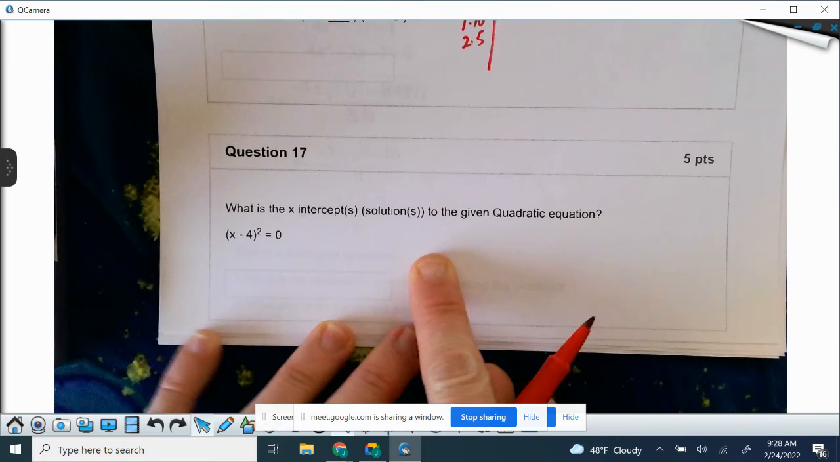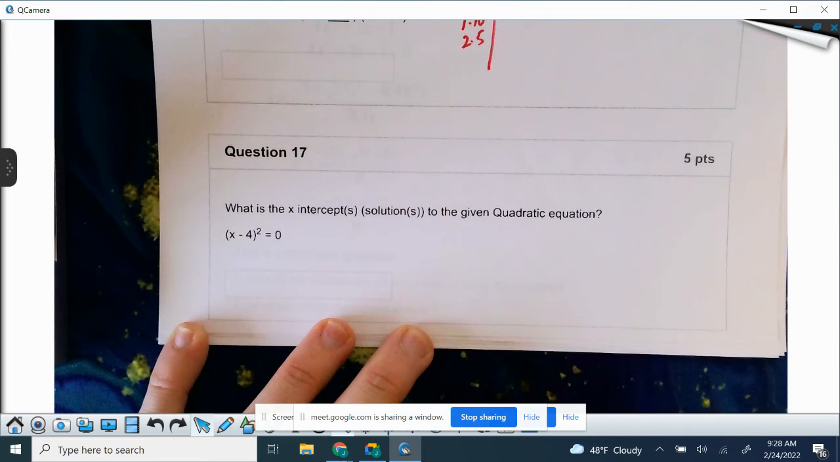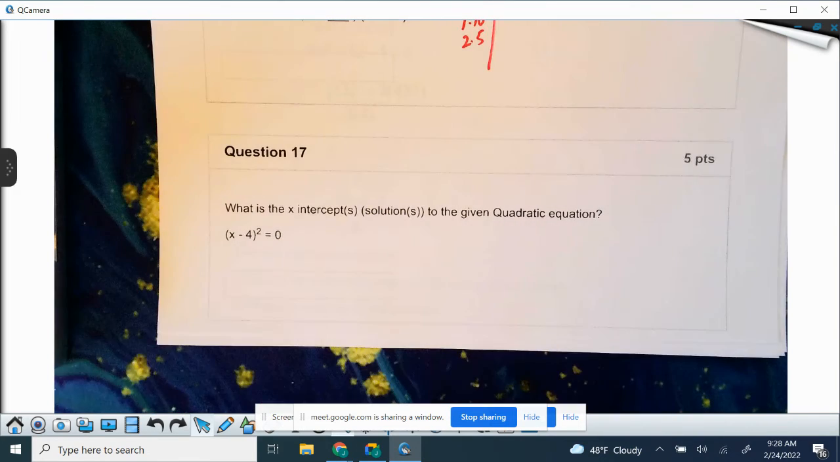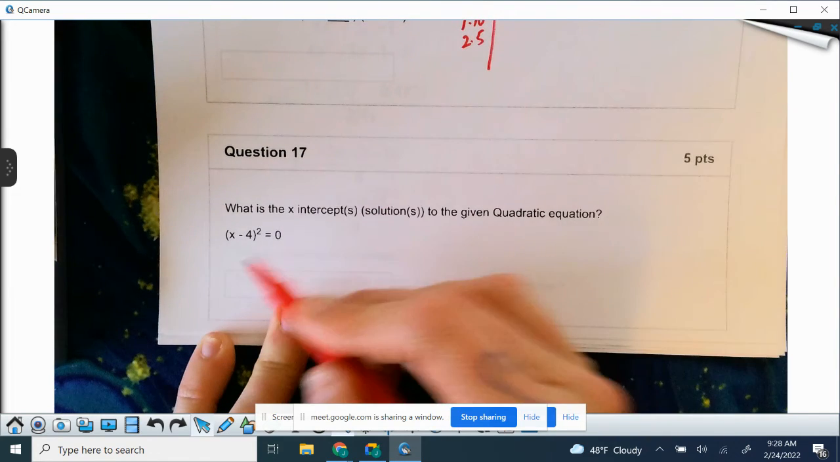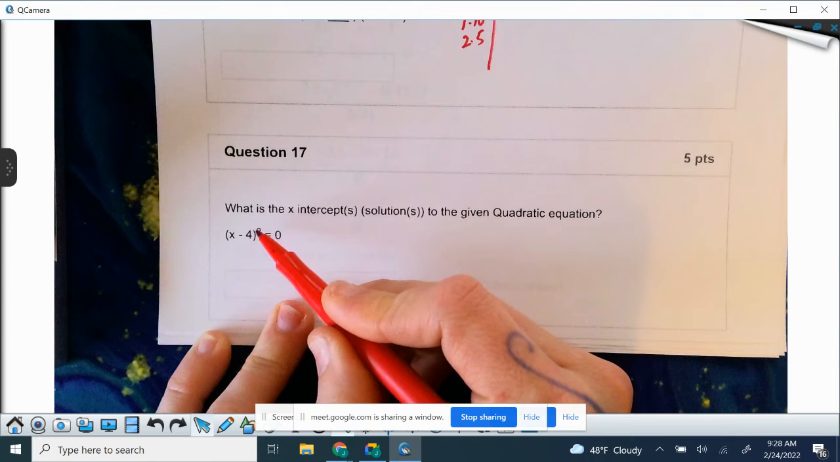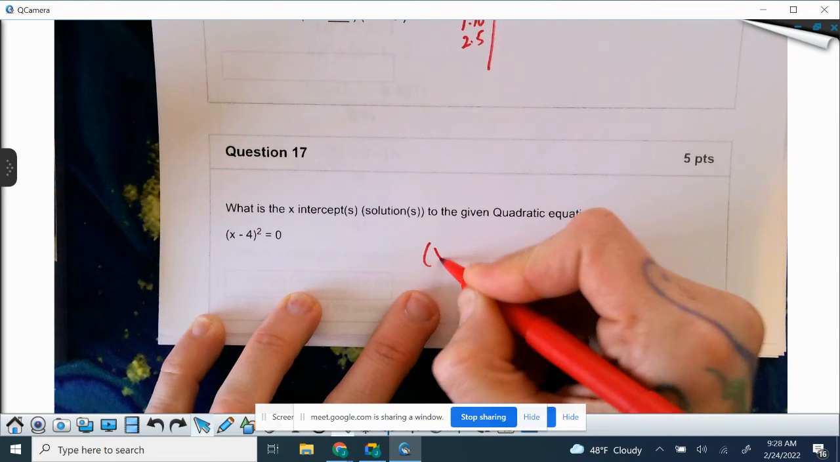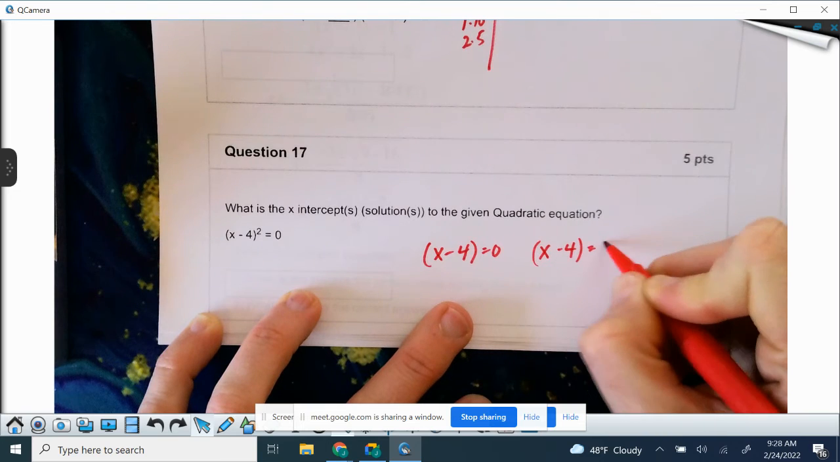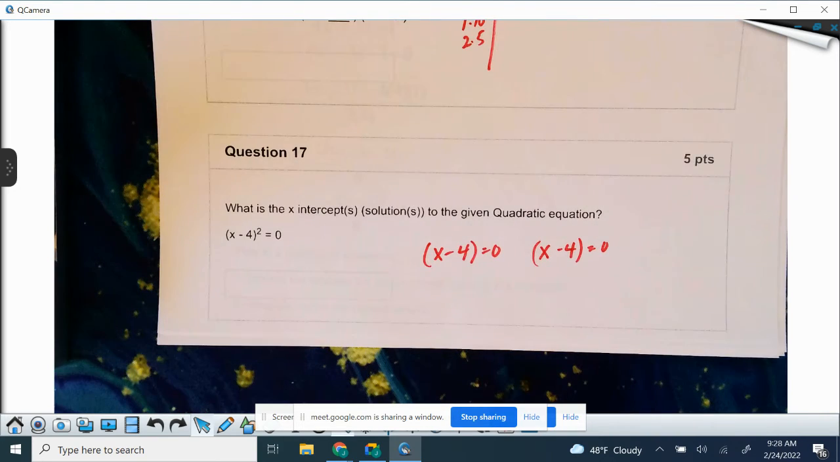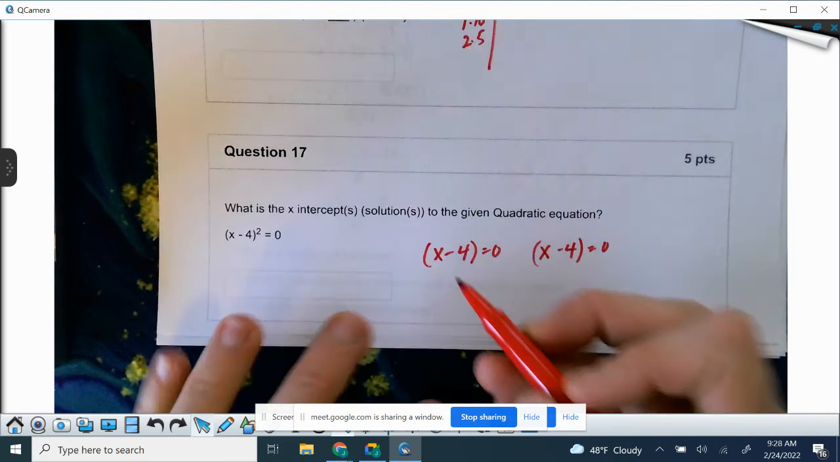This one is x minus 4 squared, and we're trying to look for the x-intercept, solutions, roots, again, all those fun things. I'm just going to take this and set it equal to 0 as it is. But as it's squared, that basically means x minus 4 equals 0, x minus 4 equals 0. So you're really only solving it once in this case because they're going to give you the same answer.